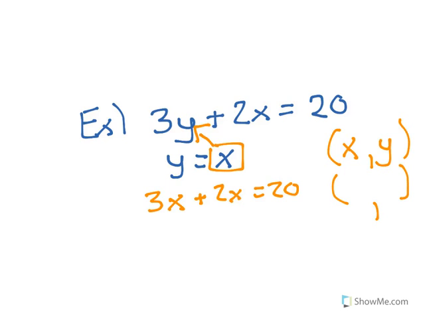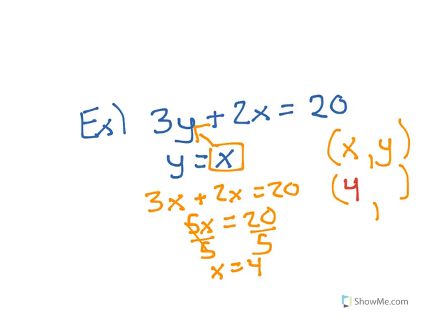Now, just like before, we're going to solve this by combining like terms. 3x and 2x is 5x equals 20. And when I divide by 5, I'm going to get that x is equal to 4. So this is the first value that I found. I now know that x is 4.